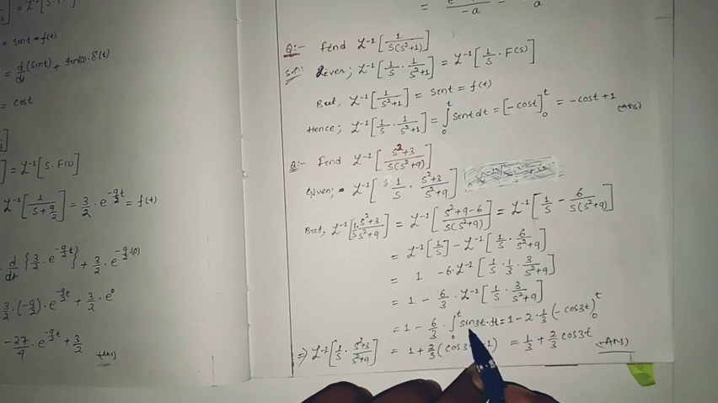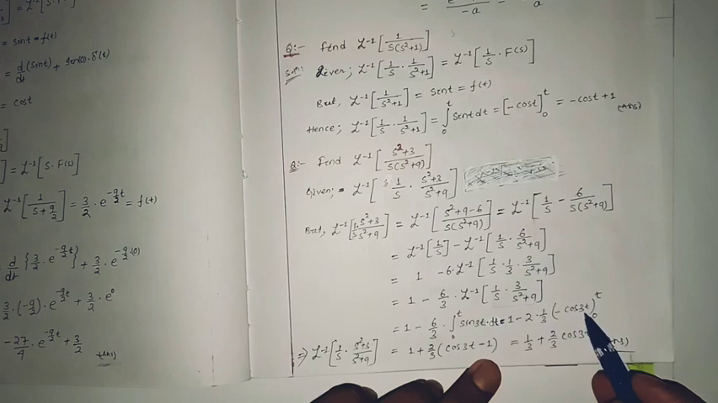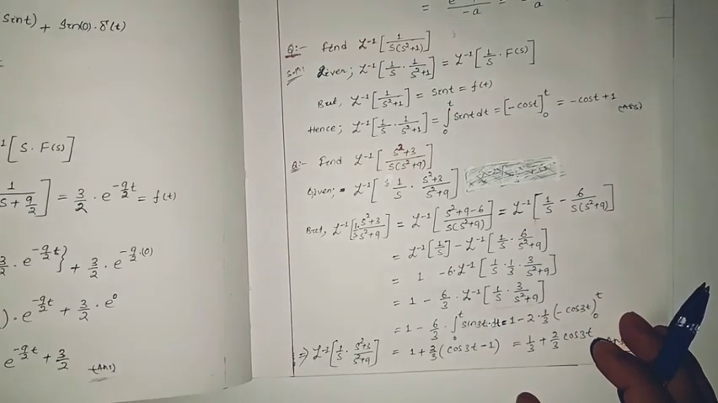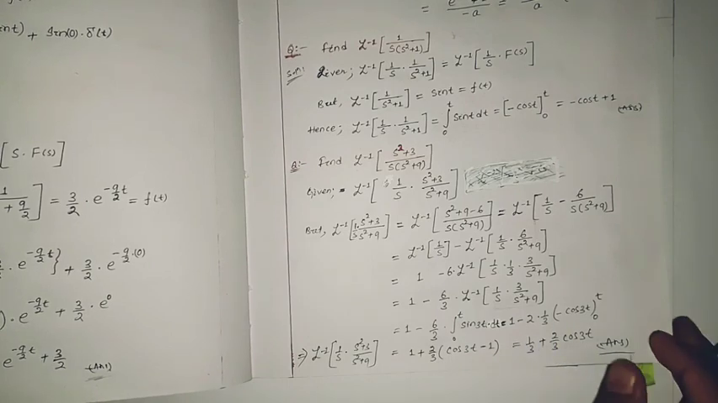So the integral from 0 to t of sin 3t dt will give 1 minus, here 6 by 3 is your 2, and integrating sin 3t will be 1 by 3 into minus cos 3t. Cos 3t from 0 to t will be the limit, and if we put in the limit, the answer will be 1 by 3 plus 2 by 3 into cos 3t.